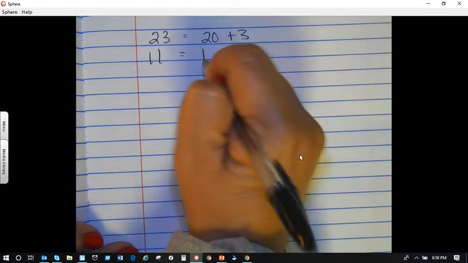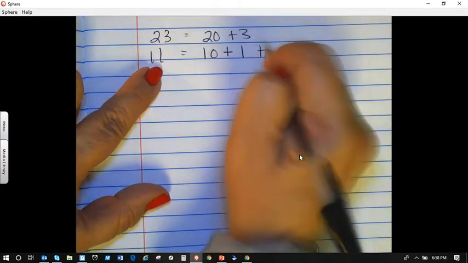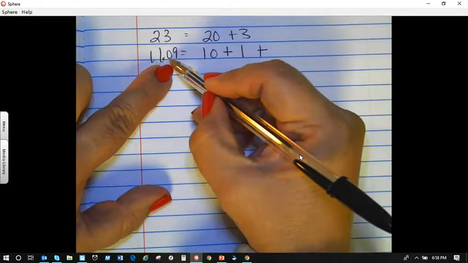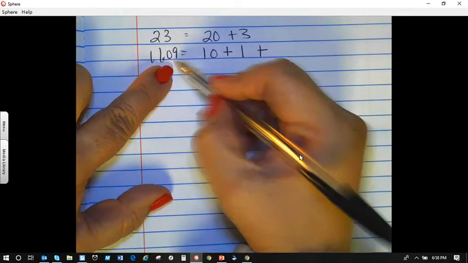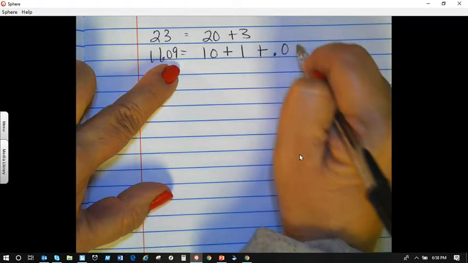All right, so I know that 23, to expand that, is 20 plus 3. And I know the 11, to expand that, is 10 plus 1. Because I have 1 in the tens place, 1 in the ones place, and, oops, what did I forget? My 9/100. Now, I don't have anything in my tenths place, so I don't have to add anything over here, but I do have my 9/100, and so I'll just put that there.